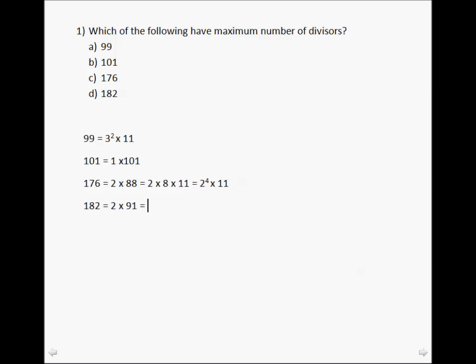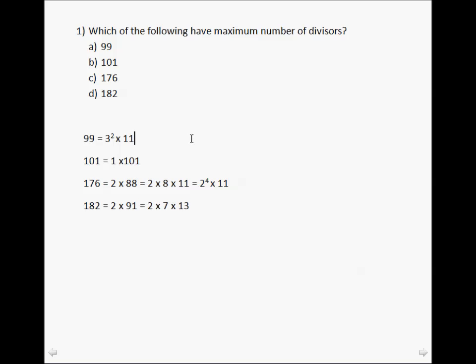So is it divisible by 2? No. Is it divisible by 3? No. Is it divisible by 4? No. Is it divisible by 5? No. Is it divisible by 7? Yes, it is divisible by 7. So the number would be 7 into 13, right?